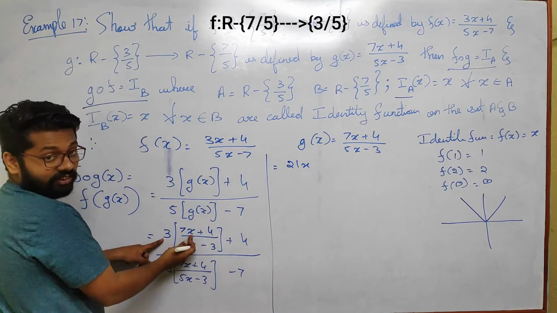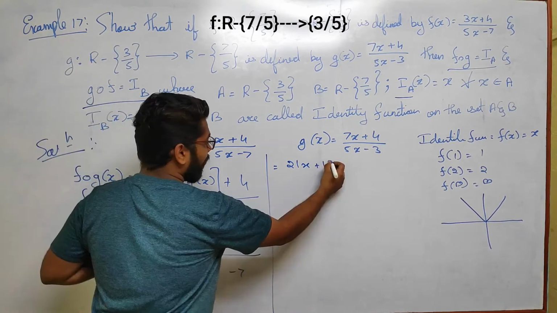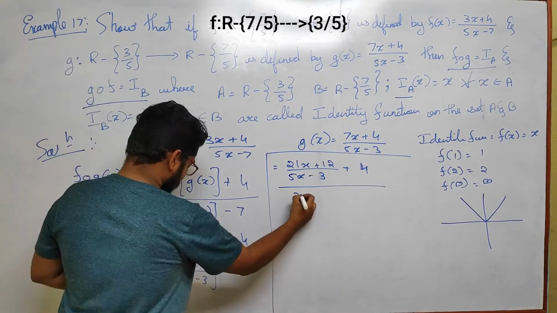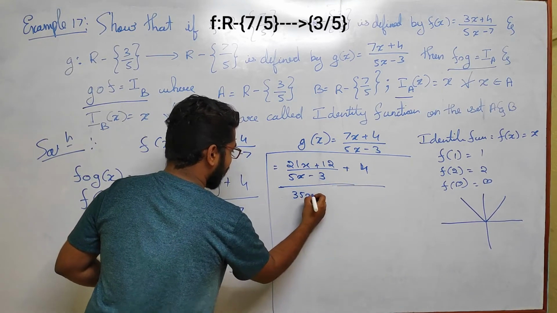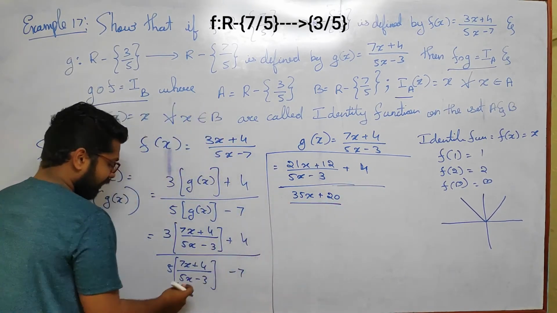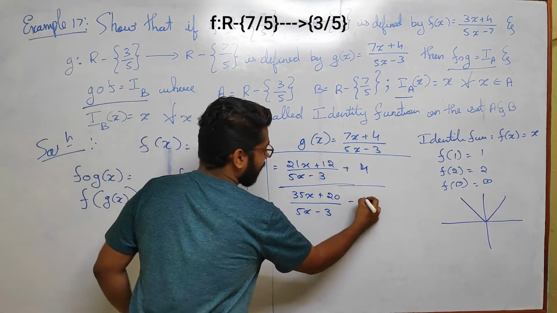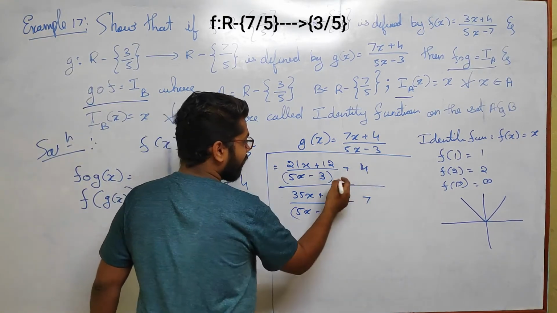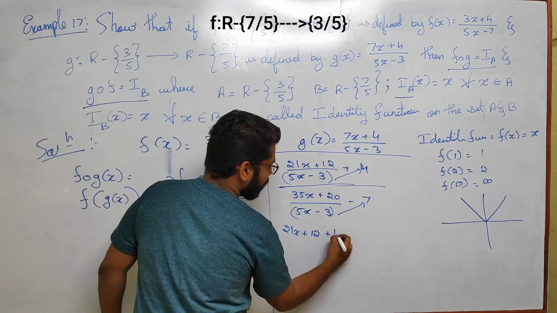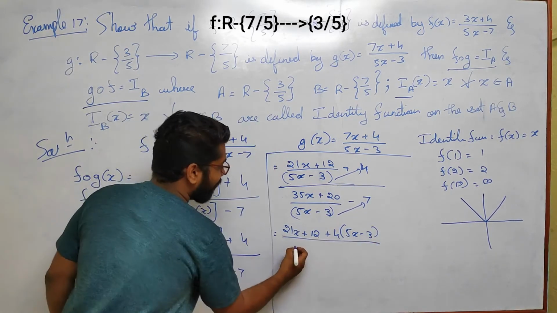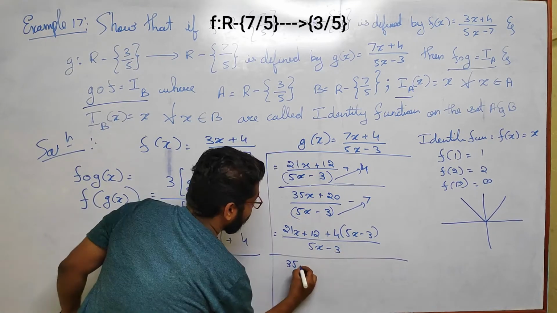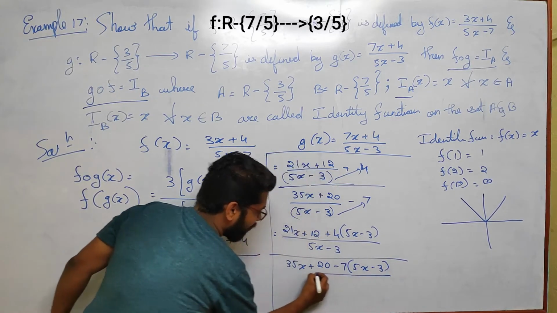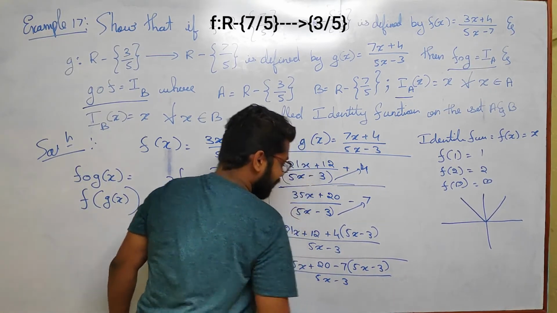3 7s are 21x. x is there, no? 21x, 4 3s are 12, divided by 5x - 3, plus 4, 7 5s are 35x, whole divided by 35x, 5 4s are 20, divided by 5x - 3, minus 7. Now you are going to take the LCM. Denominator you multiply to the other side. (21x + 12 + 4(5x - 3))/(5x - 3) over (35x + 20 - 7(5x - 3))/(5x - 3).